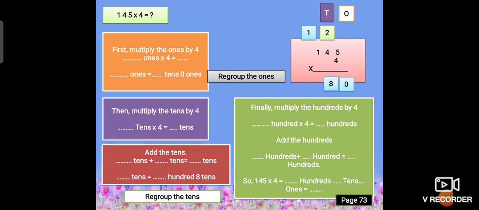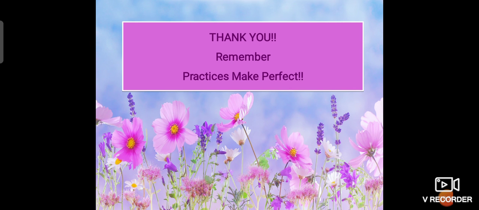So 8 times 4 equals to 32. Don't forget to add the 1 that we have above. So 845 times 4 equals to 3380. Well, thank you very much for joining the discussion.